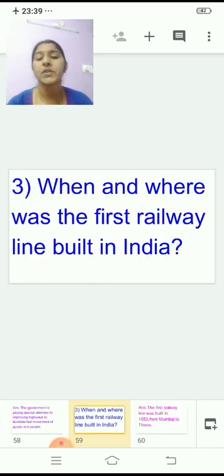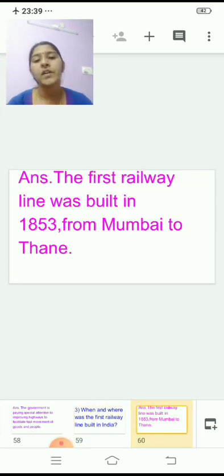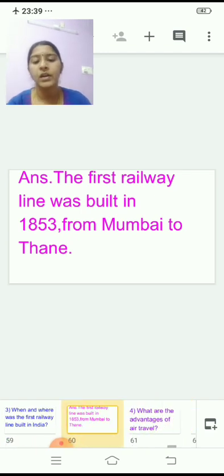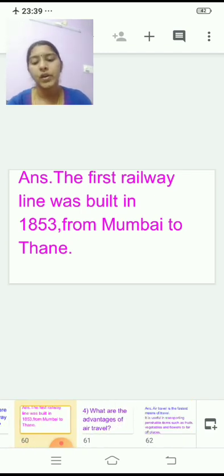So the next question: when and where was the first railway line built in India? The first railway line was built in 1853 from Mumbai to Thane. So the first railway line was built in 1853 between Mumbai and Thane. Okay. So this is the first railway line.